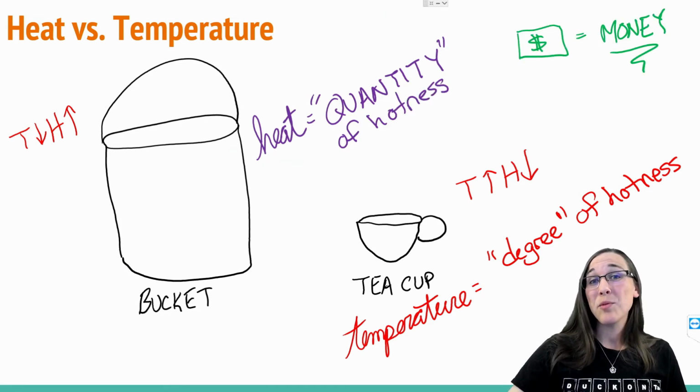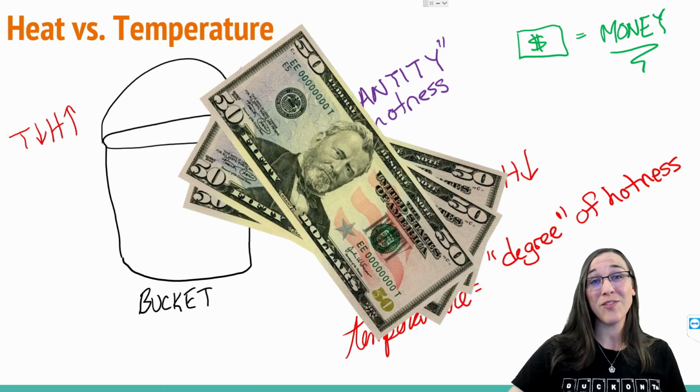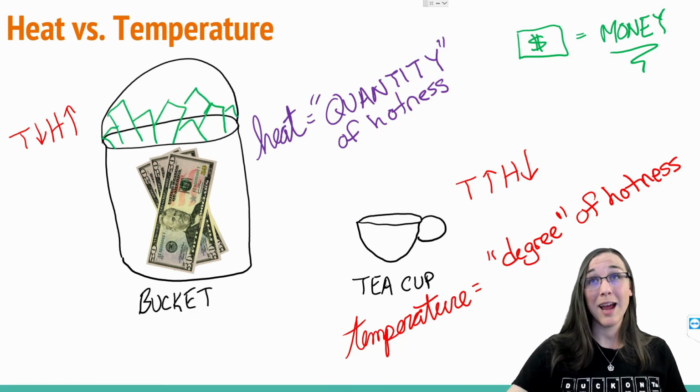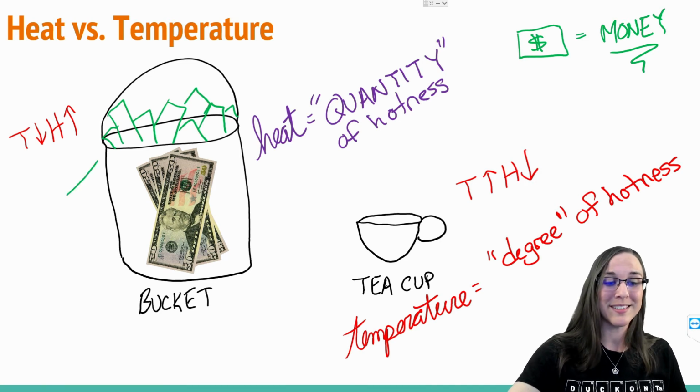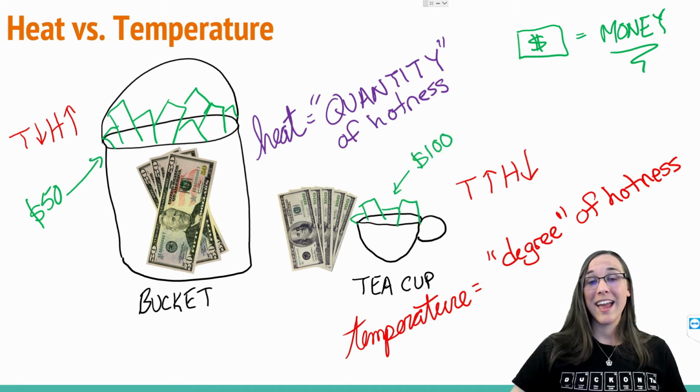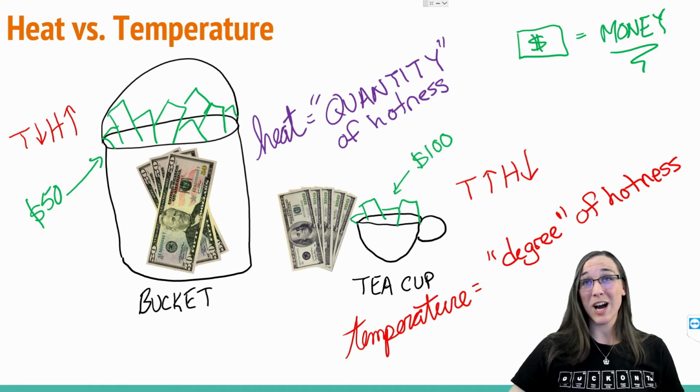Let's think about this in one other way. What if instead of water, the bucket was filled with $50 bills? Remember, it was at 50 degrees Celsius, so let's just replace that with $50 bills. And I'm talking like filled to the brim, overflowing with $50 bills. And the little teacup was filled with $100 bills. And I offered you to take one of these options. Which one would you pick?